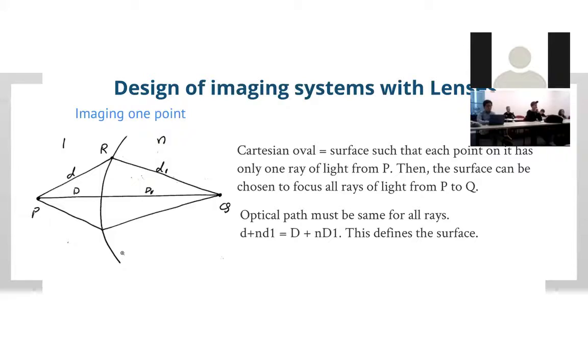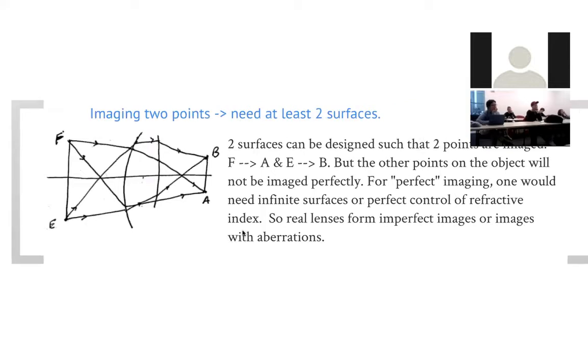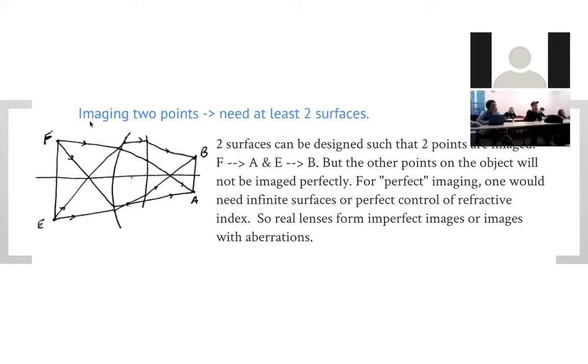Okay, so in other words, if you were asked to design an optical system that images one point to another point, you should be able to simply draw the rays and define that surface based on your knowledge of refraction, or your knowledge of just saying that the optical path lengths must be the same. Now let's try to extend this to more points. Let's say we want to image 2 points.